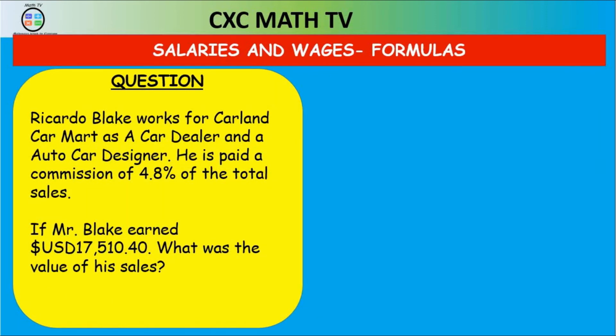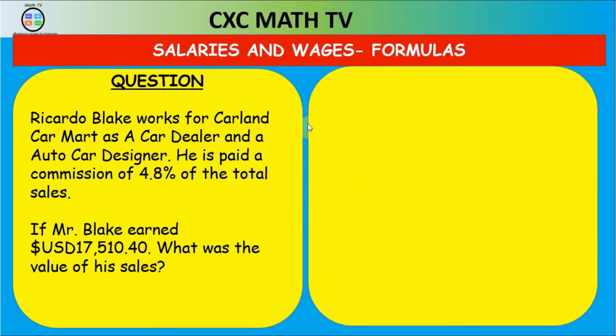It says Ricardo Blake works for Carland Car Mart as a car dealer and an auto car designer. He's paid a commission of 4.8% of the total sales. Wow. So Mr. Blake is only being paid less than 5% of the total sales. Now, if Mr. Blake earned USD 17,510, what was the value of his sales? Wow, that is pay now. But no problem, let's do this question.